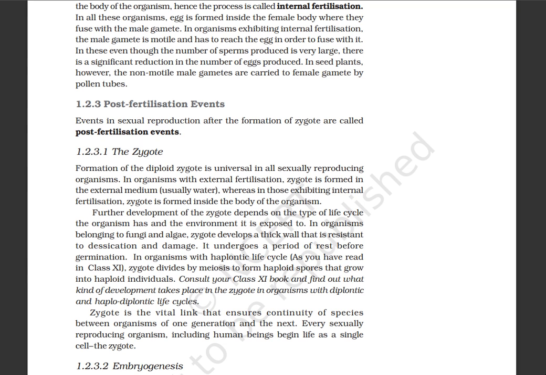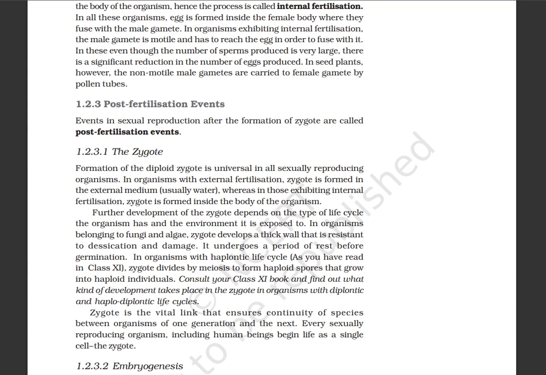In organisms belonging to fungi and algae, the zygote develops a thick wall that is resistant to desiccation and damage. It undergoes a period of rest before germination. In organisms with haplontic life cycle, as you have read in class 11, the zygote divides by meiosis to form haploid spores that grow into haploid individuals. Consult your class 11 book and find out what kind of development takes place in the zygote in organisms with diplontic and haplodiplontic life cycles.